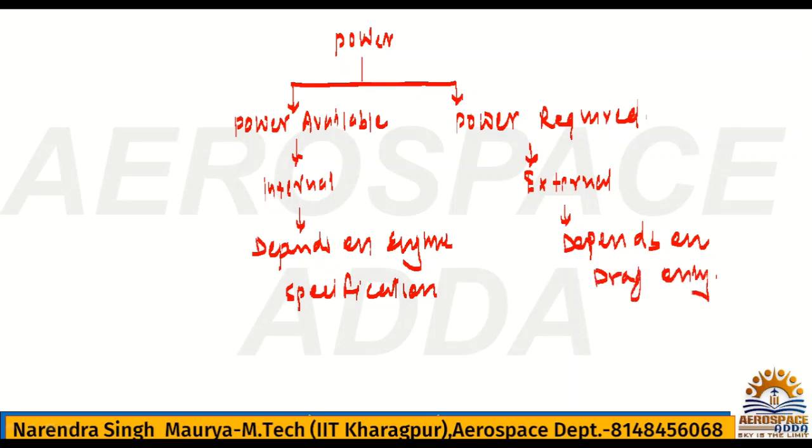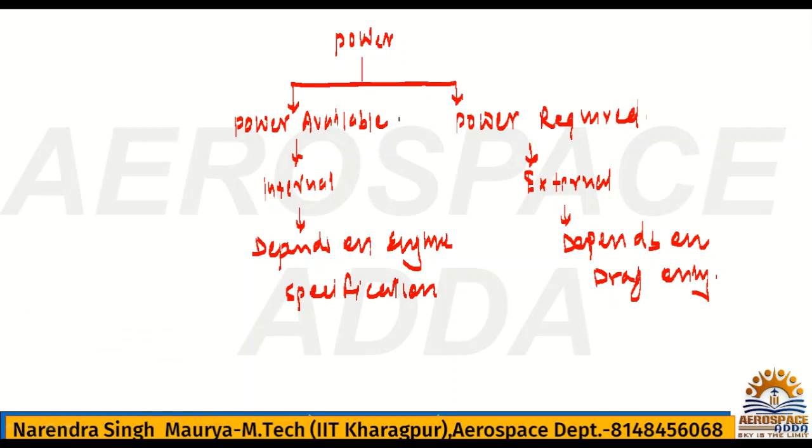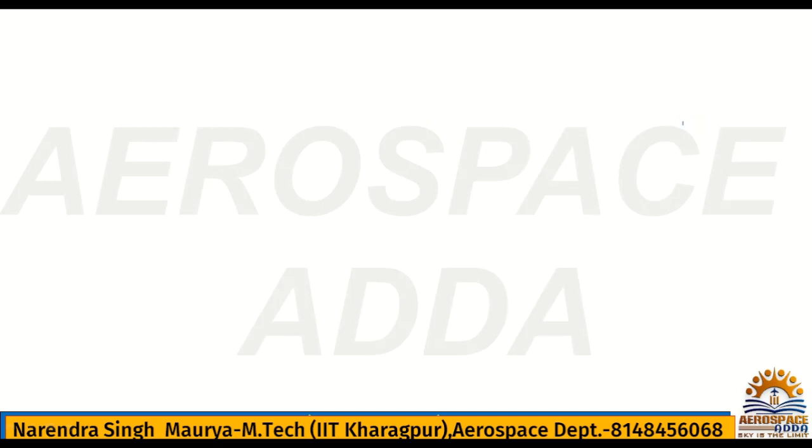Okay, fine. So power available is represented by PA, and power required is represented by PR. Now first we'll talk about the power available. How many types of power system do we have? Two types, right? So we'll talk about power available.